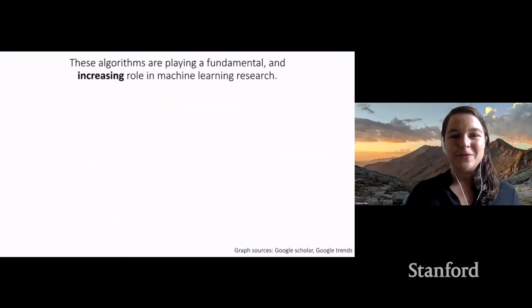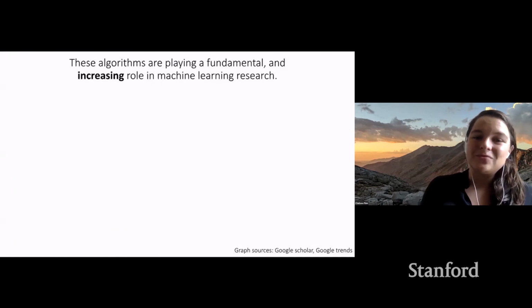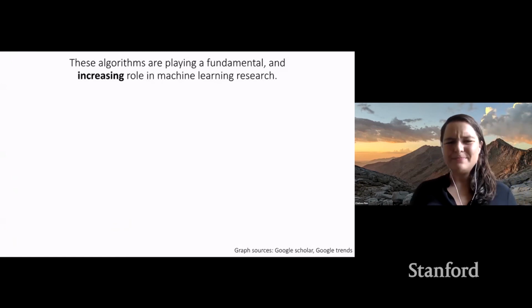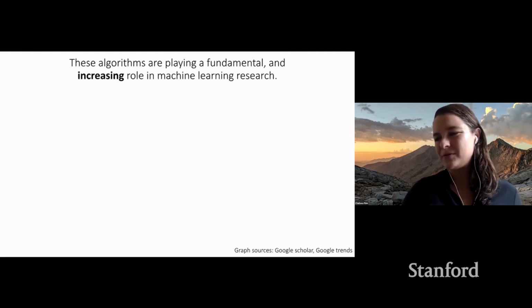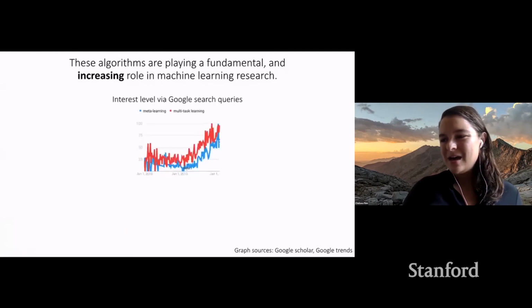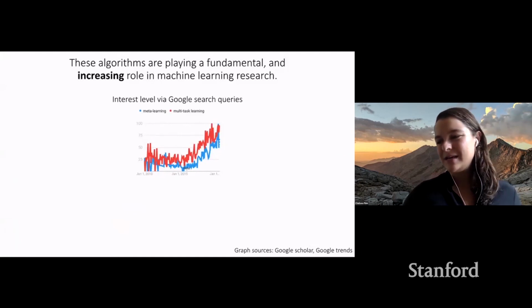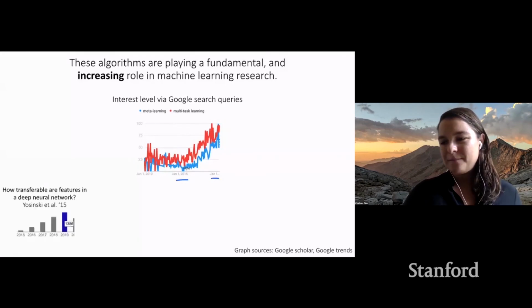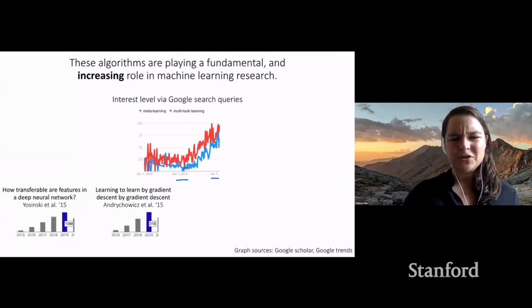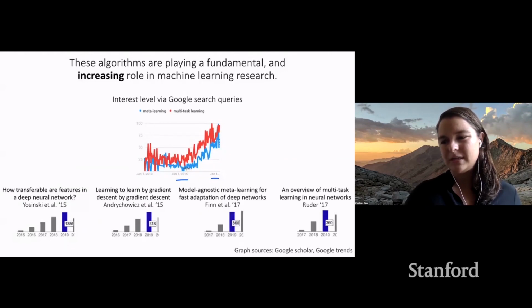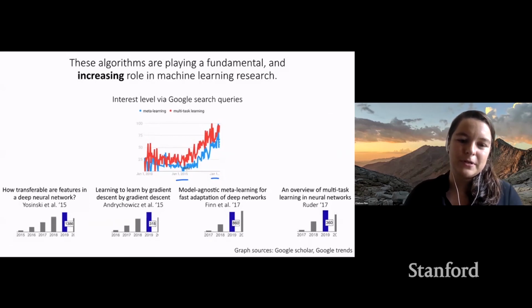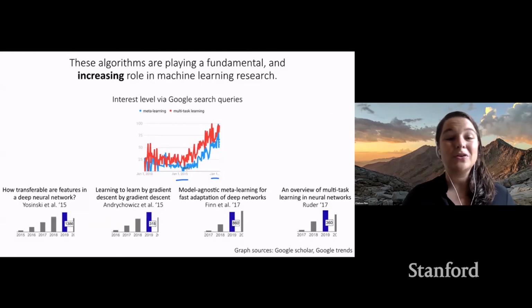Beyond those papers, I think that these algorithms are also playing an increasing role in machine learning research. It's a bit difficult to study how many papers are using a particular kind of technique. But if you look at Google search queries for multitask learning and meta learning, you see a pretty big increase from 2015 to 2020. Also, if you look at citations, which isn't a perfect measure, for papers in transfer learning, meta learning, and multitask learning, there's also a pretty big increase, suggesting that more people are looking at these kinds of algorithms and trying to apply them to different domains.